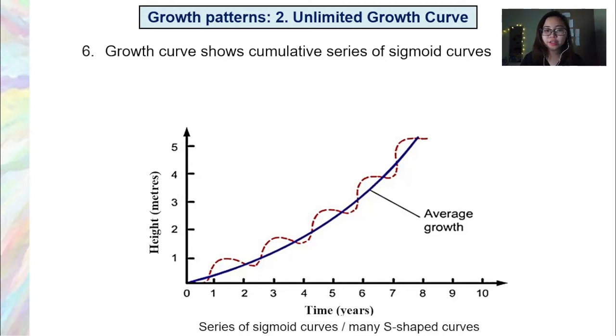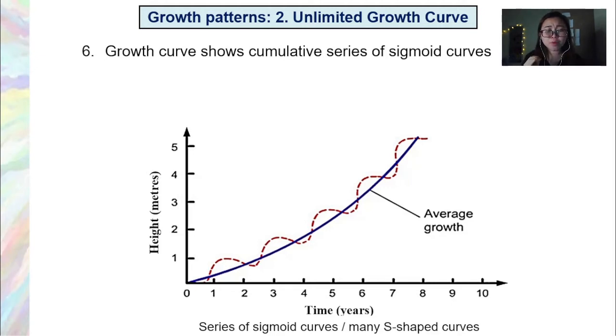We'll look at the red dotted line first. If you're looking and tracking the sizes and the changes in size of the tree throughout the year, then you're going to notice that the growth curve of the tree is actually going to follow the red line. It shows a cumulative series of sigmoid curves.